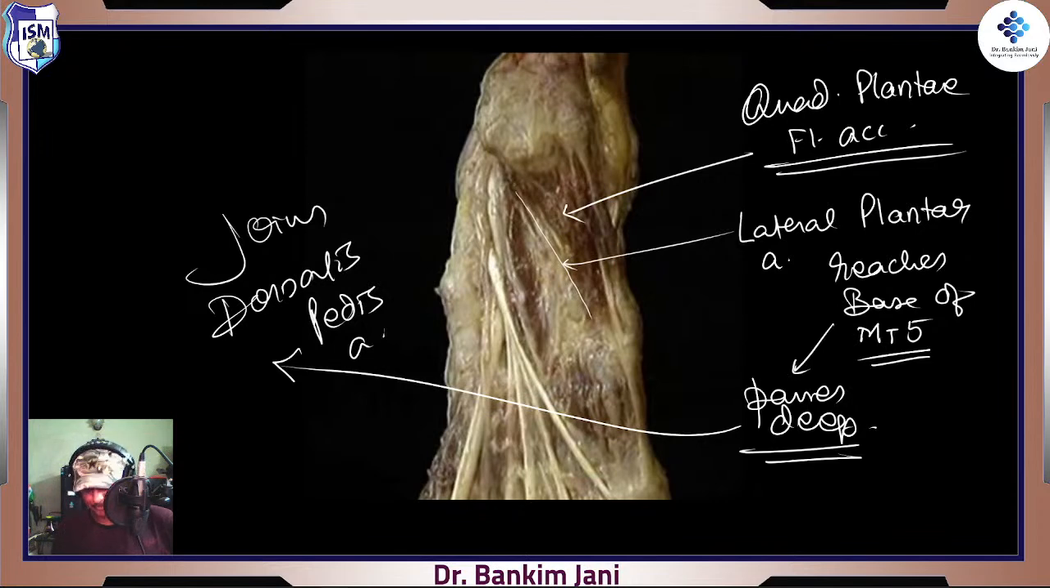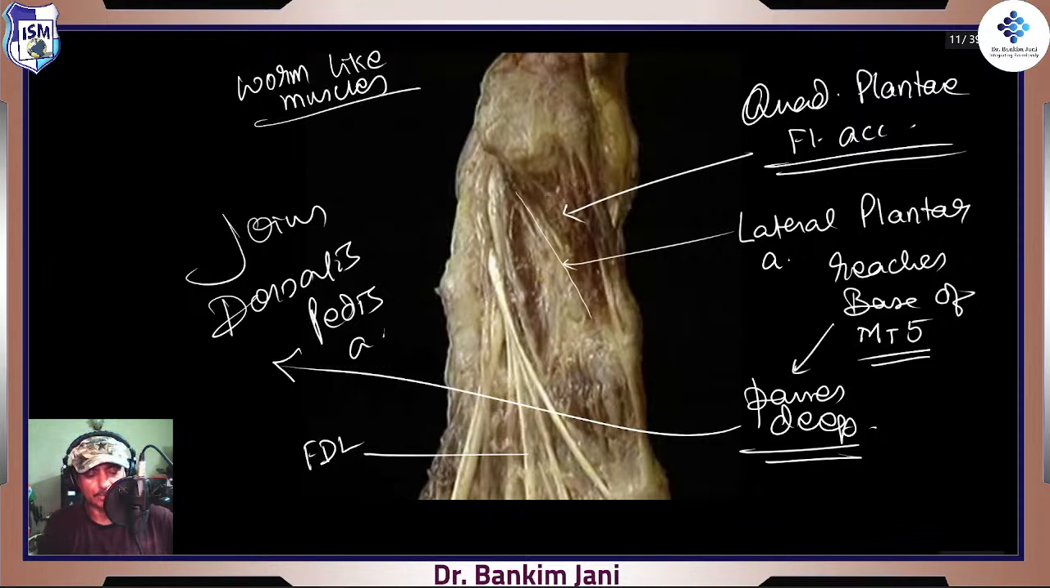By the way, you know these muscles, right? If I say these are flexor digitorum longus, what was the name of those muscles whose shape is like worms? Worm-like muscles. And these muscles are emerging from someone's tendon. Lumbricals. That's right. They are lumbricals. Good, very good. Okay.